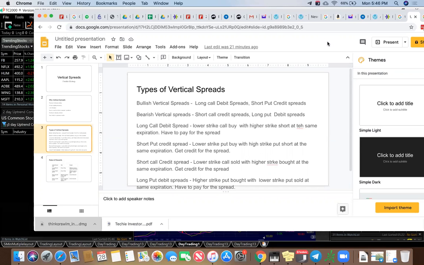What happens because of this is your risk is the difference between the strike prices, that is 120 minus 110, which is $10, minus the amount that you paid for it. Let's say you bought it at 115, you paid $5. So your risk is around $5.